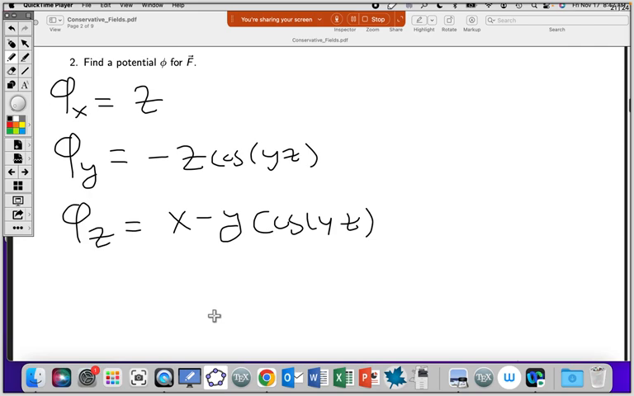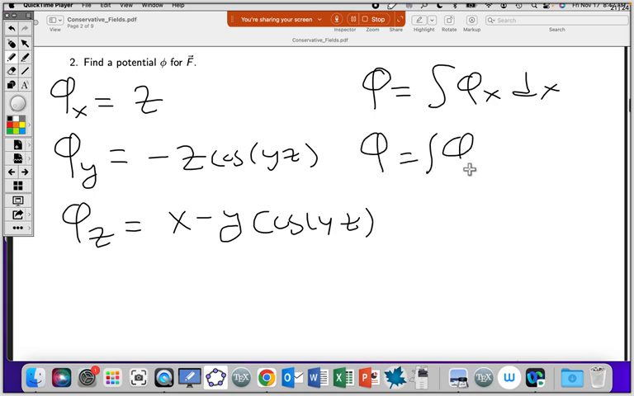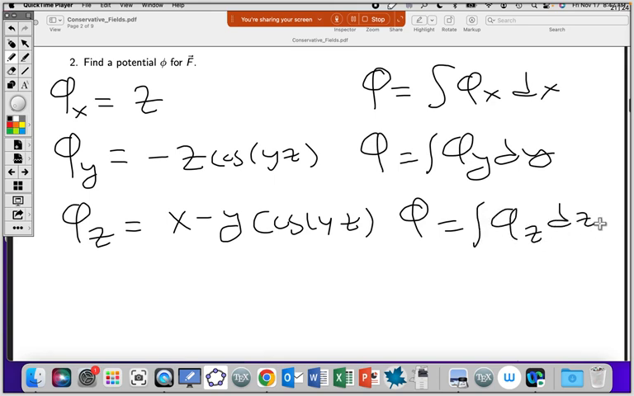So here we're trying to find the function of three variables. So we pick one, integrate it, and then we try to find the dependence on the other two. So here are the three choices we start with. Integrate phi x with respect to x, phi y with respect to y, phi z with respect to z. So which one do you want to go after first, x, y, or z? All right, we'll do the x.